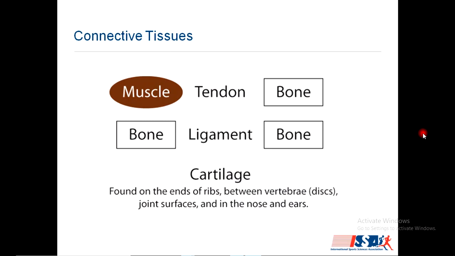Connective tissues, as their name implies, connect different tissues together. In the musculoskeletal system, tendons extend from muscle fibers and connect muscle to bone. They are slightly more elastic than ligaments, but cannot shorten as muscles do. Ligaments connect bone to bone. They maintain some elasticity to allow for joint movement, but this is limited. Cartilage is a firm, elastic, flexible white material. It is found at the ends of ribs, between vertebrae, discs, joint surfaces, and in the nose and ears.